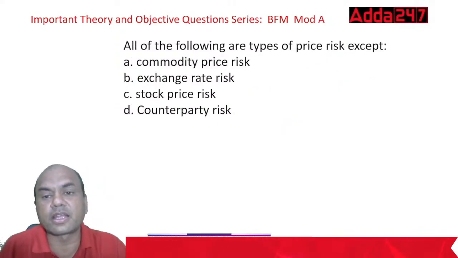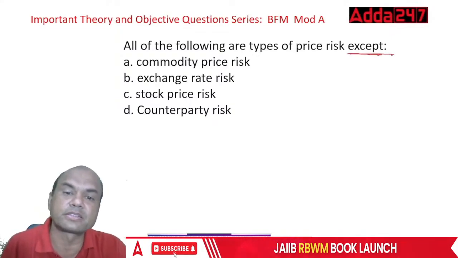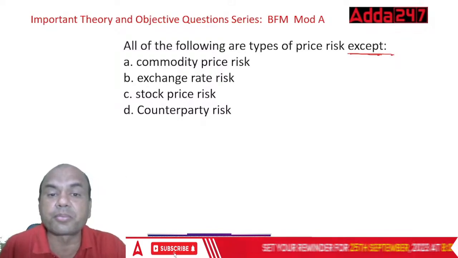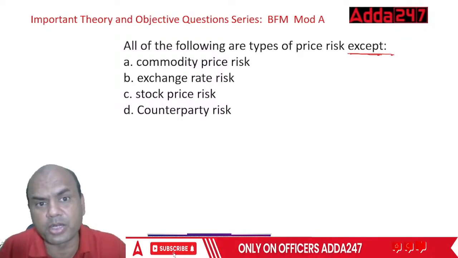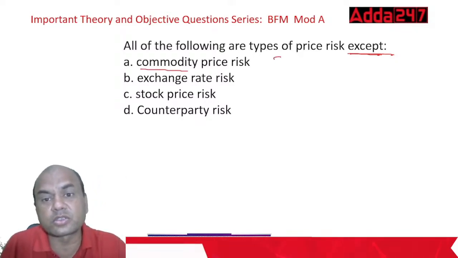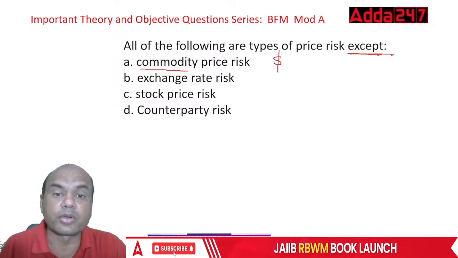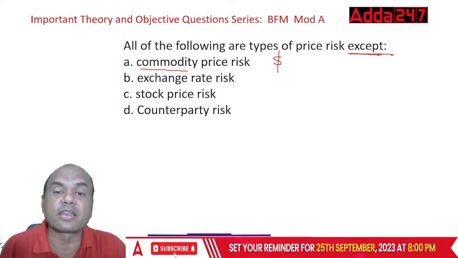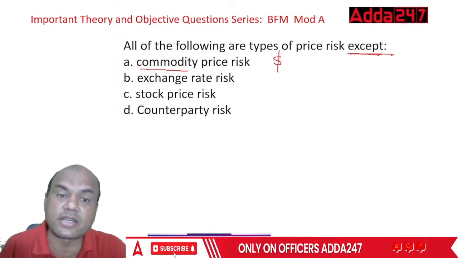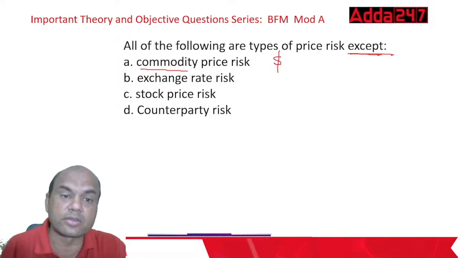All of the following are the types of price risk except, so which is not the type of price risk. Let's see. Price risk means commodity price risk, the price of any commodity. What is a commodity? Commodity is anything. Dollar is also a commodity. Currency is also a commodity. So commodity price risk, exchange rate risk, that is also price risk, because if the dollar rate or the exchange rate changes, definitely the price will change. So this is also a part.